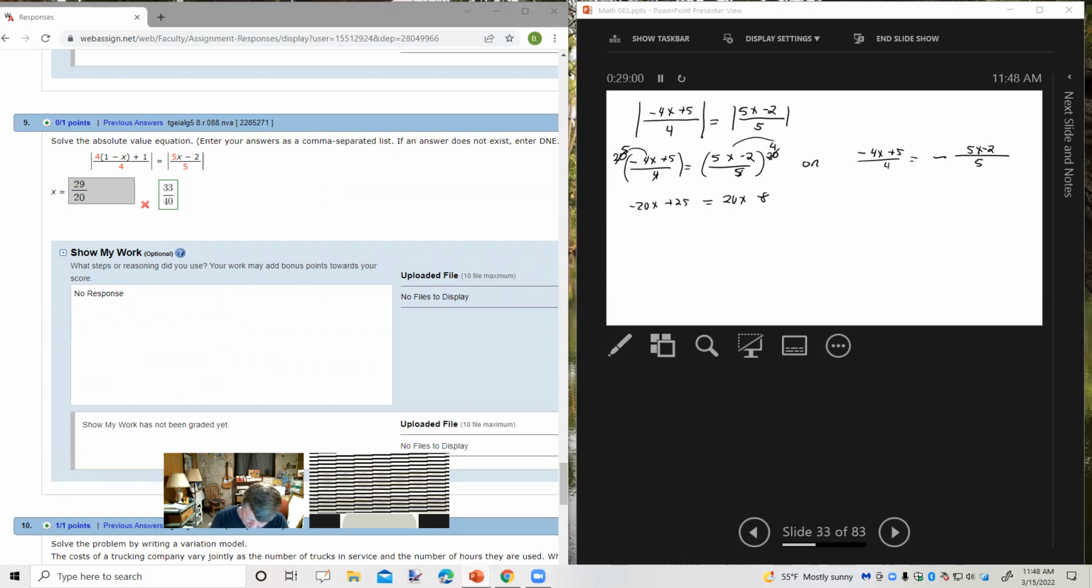I'm going to solve for x on the left. So I'm going to subtract 20x from both sides: negative 40x plus 25 equals negative 8. I'm going to subtract 25 from both sides: negative 40x equals negative 33. I'm going to divide both sides by negative 40, and x equals positive 33 over 40.